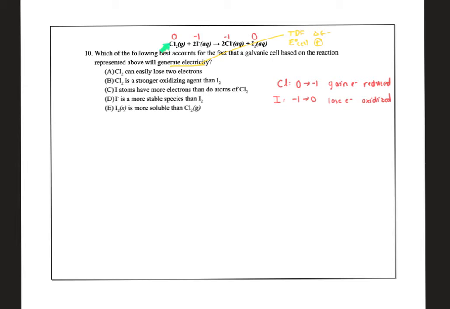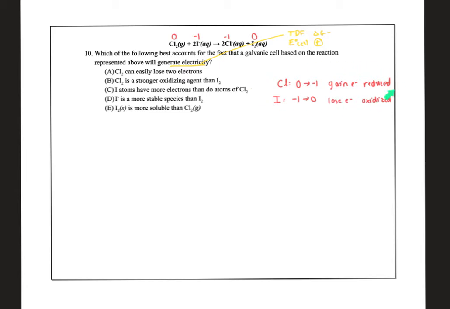So here's what I did first. I assigned oxidation numbers. So we have normal chlorine gas, so that's 0. This is an ion, so -1. This is an ion, -1. And this is the standard state of I2, so it's 0. So I can see chlorine goes from 0 to -1, which means it's gaining electrons, so it's reduced in this reaction, and I is going from -1 to 0, so it lost electrons, it's oxidized.